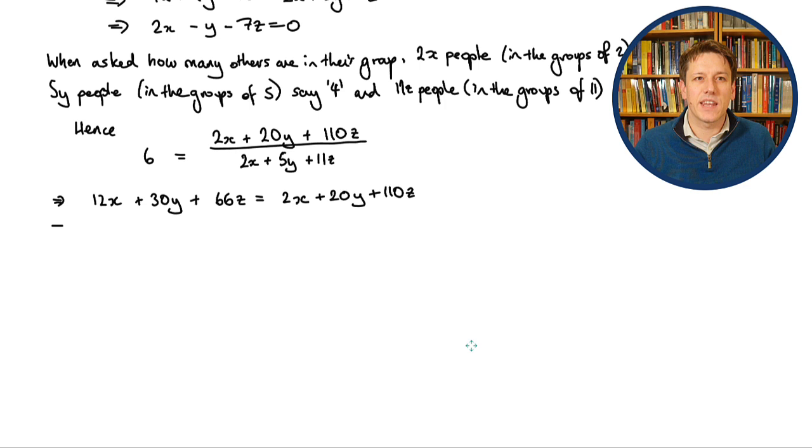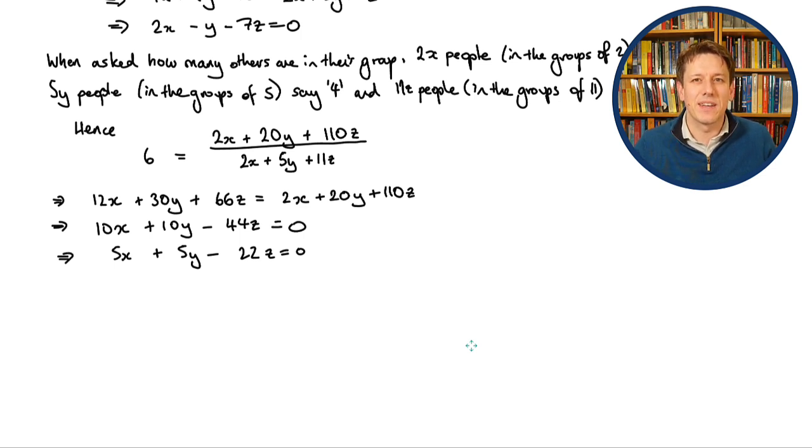And again, we can tidy that up by moving everything to the left-hand side. 10x plus 10y minus 44z is equal to 0. And we could even divide it by 2 and get 5x plus 5y minus 22z equals 0. Although, as you'll see, it might be better to leave it as 10x plus 10y here, but if we don't know what's coming next, it would probably make sense to simplify. So let's leave it like that, and let's call those two equations that we've got equations 1 and 2 so we can refer to them.